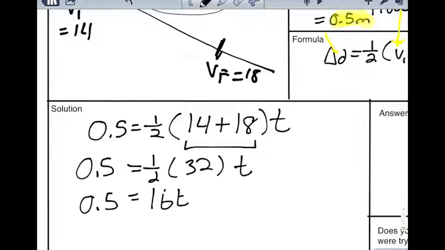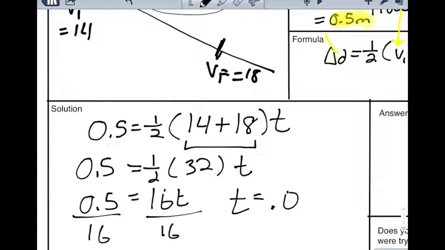So now you've broken it down to the point where you can take and divide both sides by 16. When you divide both sides by 16, you get an answer of time is equal to 0.03125 seconds.